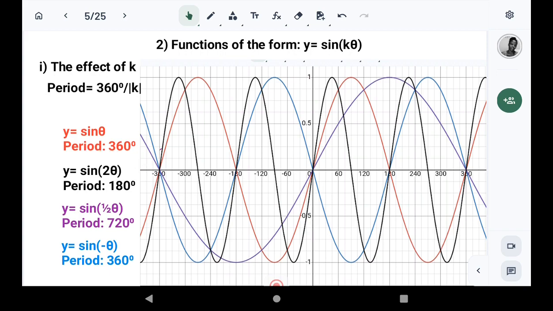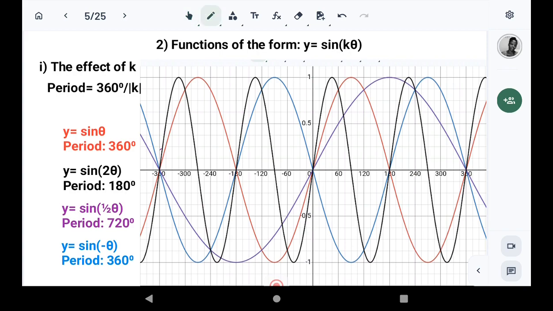So let's look at the standard graph y equals sine theta. The period is 360 degrees, meaning we complete a period, a full cycle, with a maximum turning point and a minimum turning point between 0 and 360. It's a full cycle. Now, what happens when your k is any number besides 1? Because here it is 1. Let's say, for example, k is equal to 2.